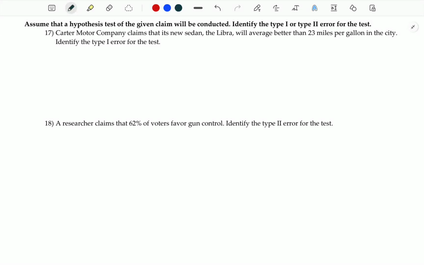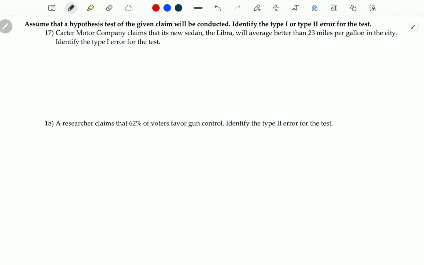Question number 17. It says, assume that a hypothesis test of a given claim will be conducted. Identify the type 1 error or the type 2 error for the test. It says here, Carter Motor Company claims that its new sedan, the Libra, will average better than 23 miles per gallon in the city. Identify the type 1 error for the test.